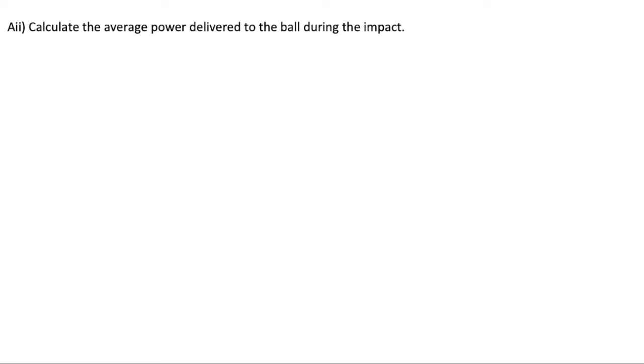A2. Calculate the average power delivered to the ball during the impact. And this is another 2 marks.